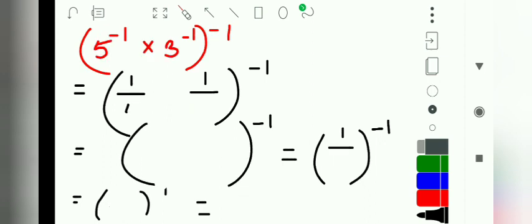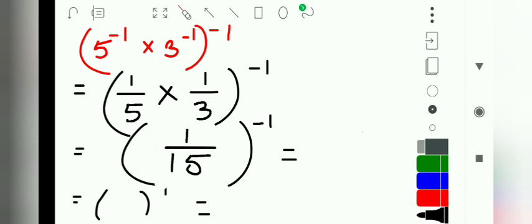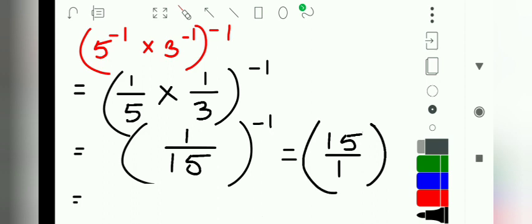5 inverse into 3 inverse whole to the power minus 1. 5 inverse is 1 by 5, 3 inverse is 1 by 3. After multiplication it is 1 by 15 and whole to the power minus 1 means 1 by 15, its reciprocal is 15 by 1, that is 15, and the power minus 1 becomes positive 1, that is the additive inverse of minus 1. So 15 by 1 means 15, 15 to the power 1 means 15.